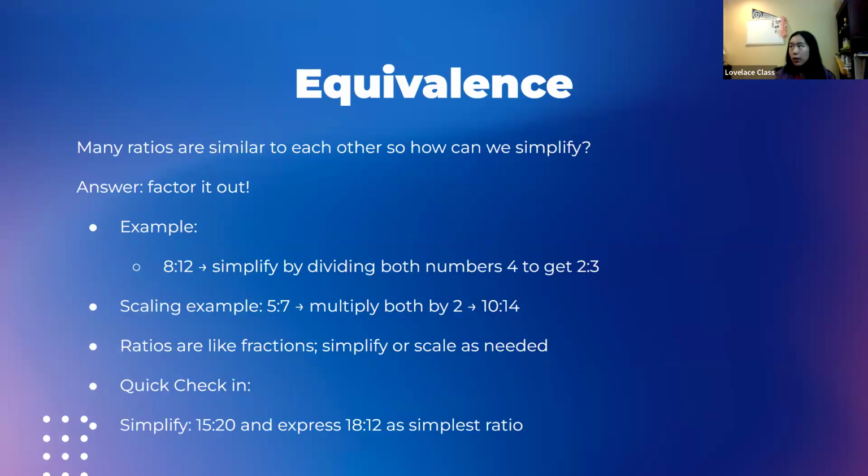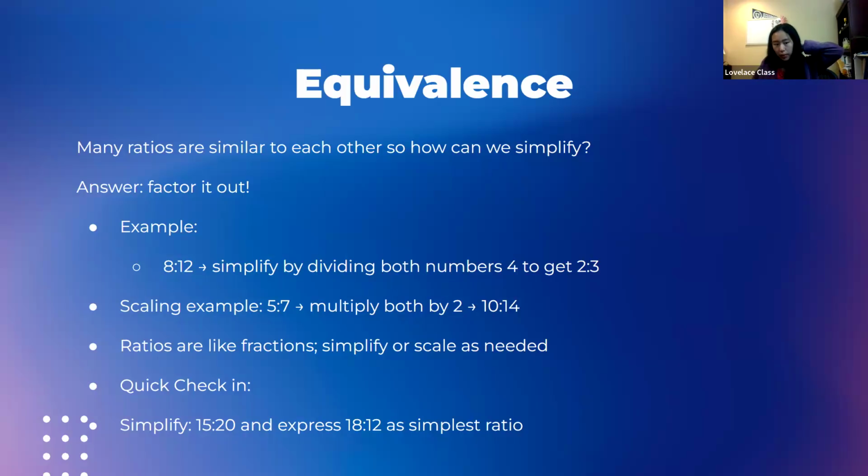So then this is equivalence or simplifying ratios. Many ratios are similar to each other, right? You can simplify them. So how do we simplify them? Well, you factor it out. This is similar to using fractions like we've done before. In fact, it's basically the same thing because another way of representing a ratio is a fraction. But using an example, right? If we have the ratio 8 to 12, we can simplify it by dividing both numbers by 4 to get 2 to 3, right? Because 8 equals 2 times 4, and 12 equals 3 times 4. So we can simplify 8 to 12 to 2 to 3.